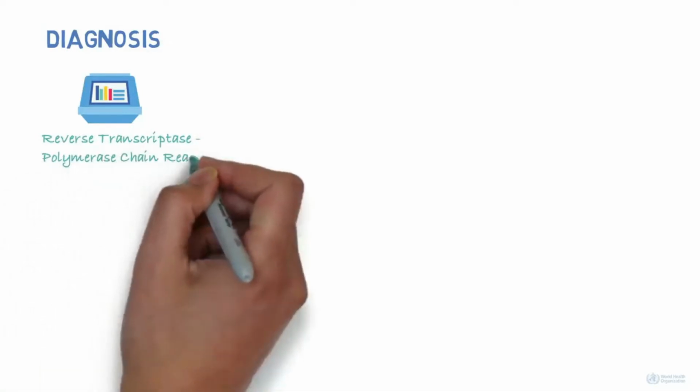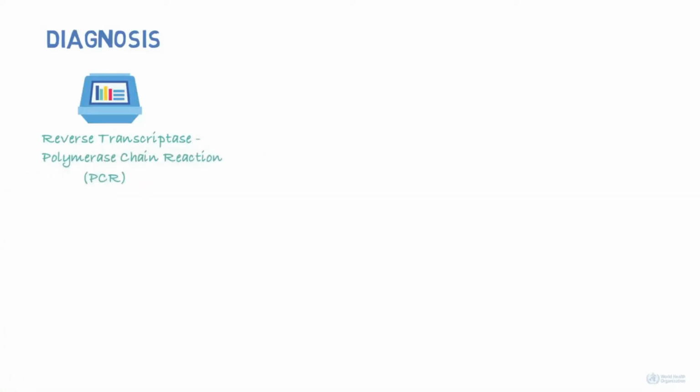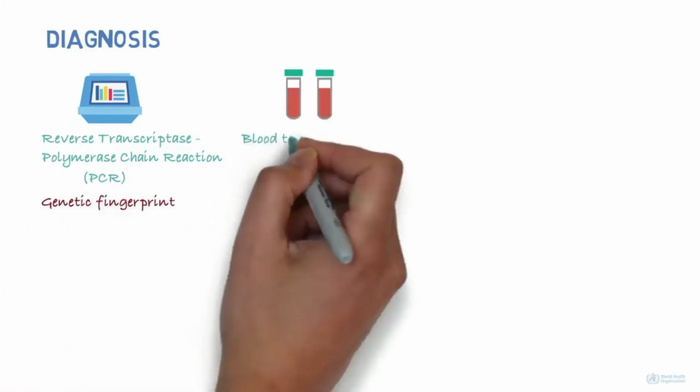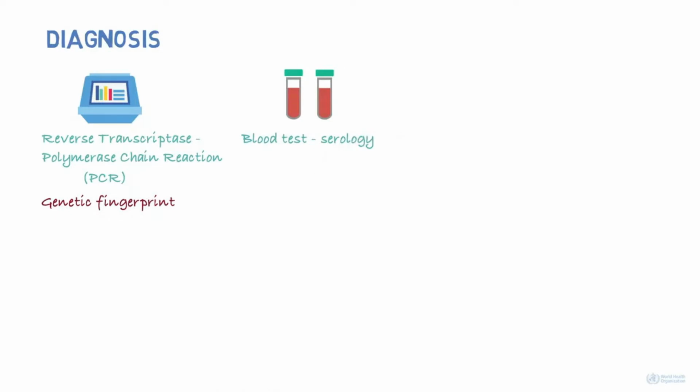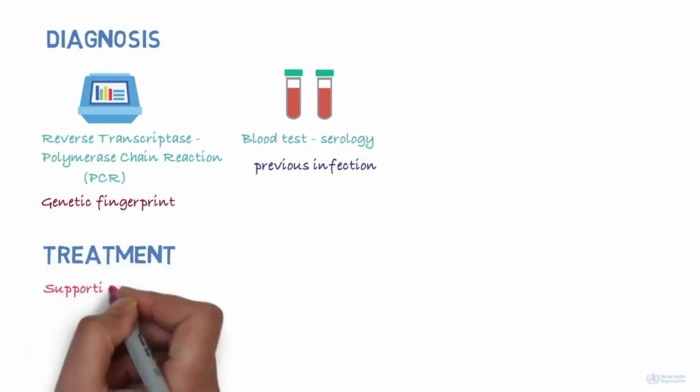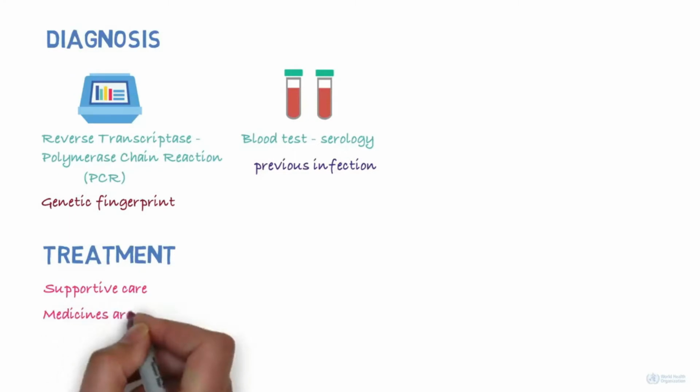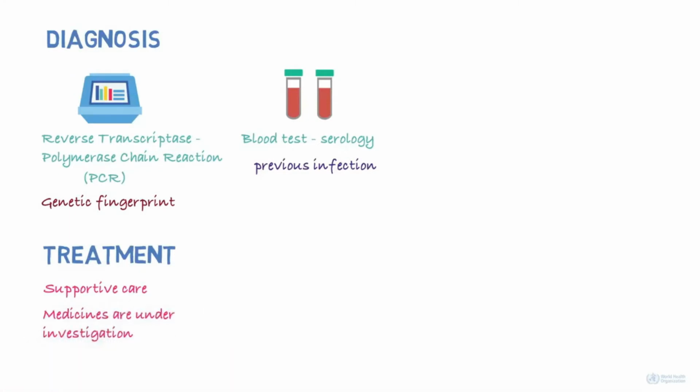Diagnosis. The infection is commonly diagnosed by a test called reverse transcriptase polymerase chain reaction, generally known as PCR. This test identifies the virus based on its genetic fingerprint. A blood test also checks for antibodies against the virus, that's serology, which shows whether someone had a previous infection. How is it treated? COVID-19 is mainly treated by supportive care, and medicines against the virus are currently under investigation.